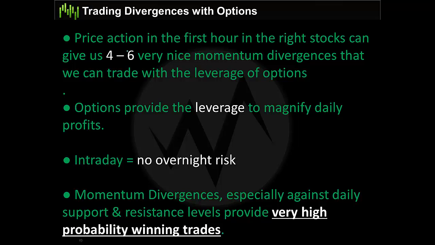Okay, price action in the first hour in the right stocks. This is important. You can't just pick any old stocks, but with the right stocks, in the 10 months that I've been trading these, actually almost 11 months now, I normally get anywhere from 4 to 6 very nice momentum divergences that we can trade with options.